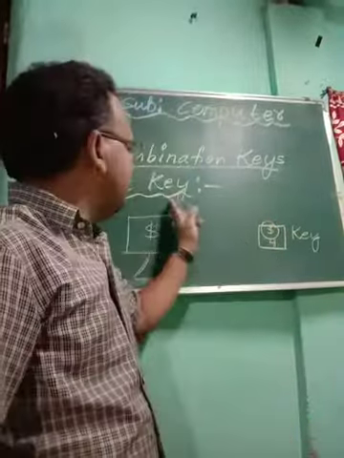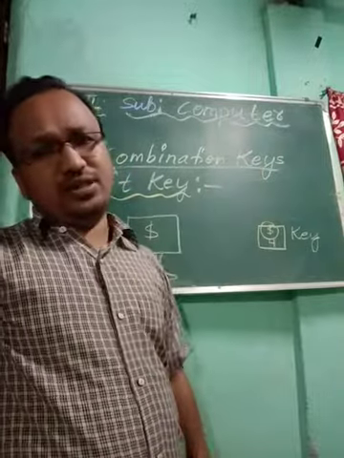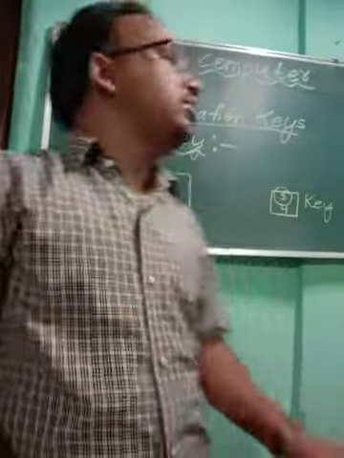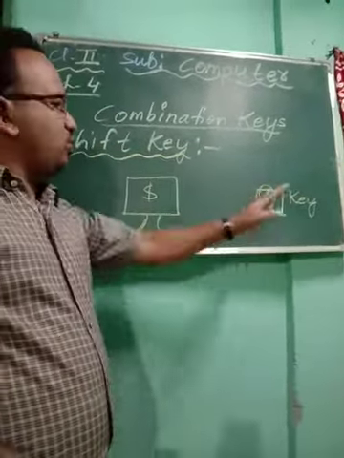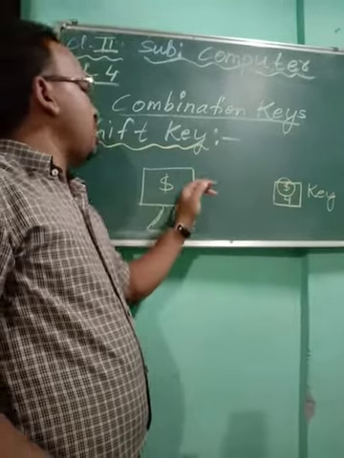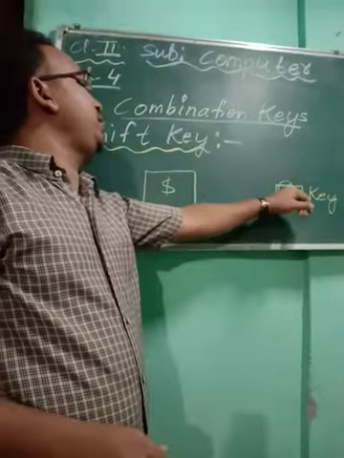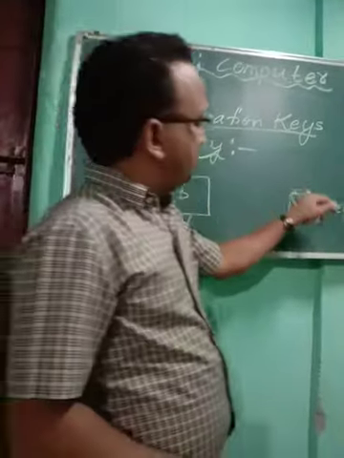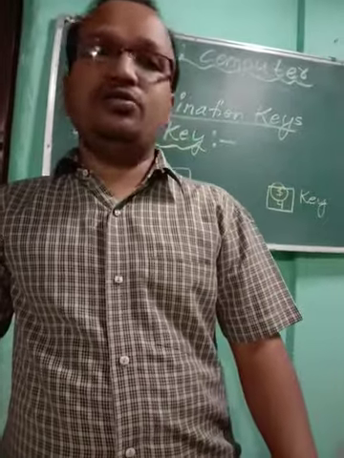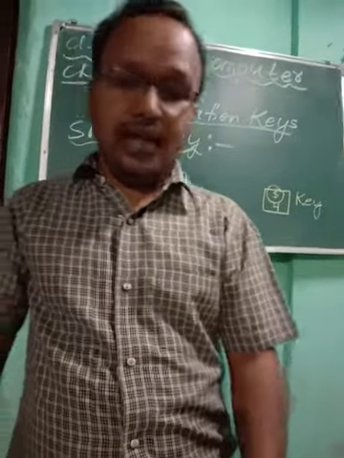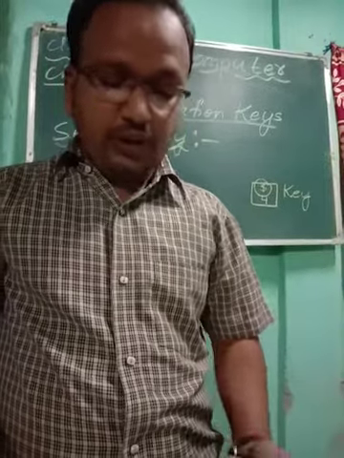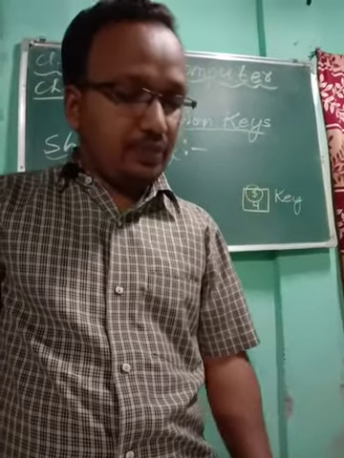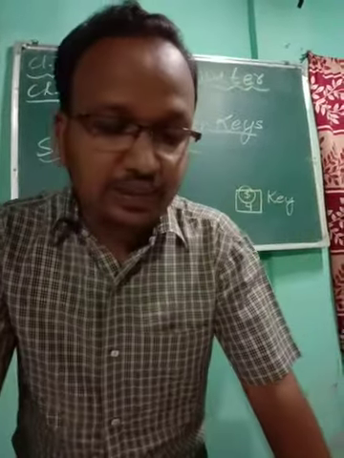So this type of key is called combination keys. See here, one key will not work. If you type it alone, the dollar sign will not come. To bring this upper character sign, we have to press the shift key and then this key. Then only it is going to work. Okay children, so whenever you press both buttons. See, you can also type capital letters by using the shift key.